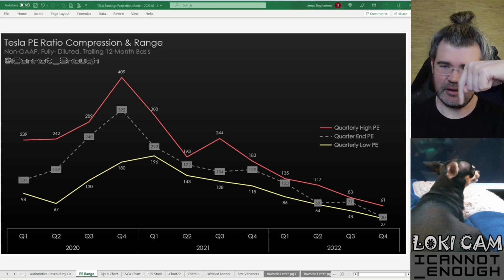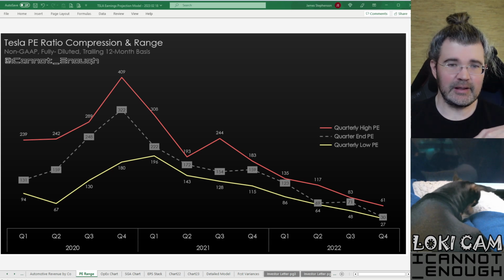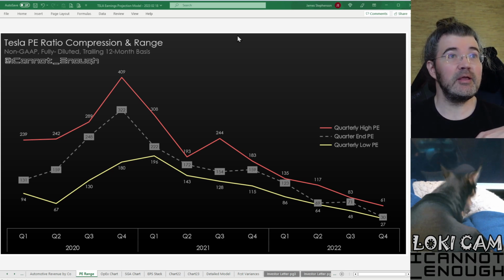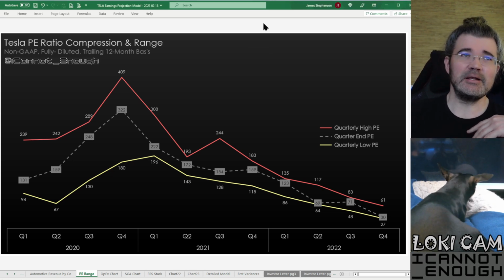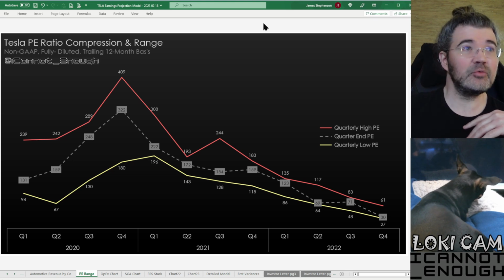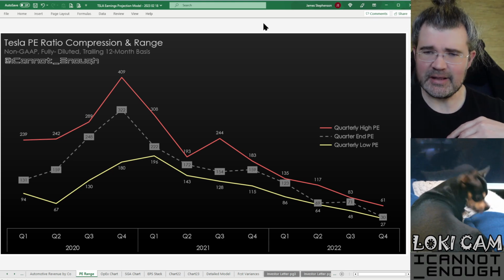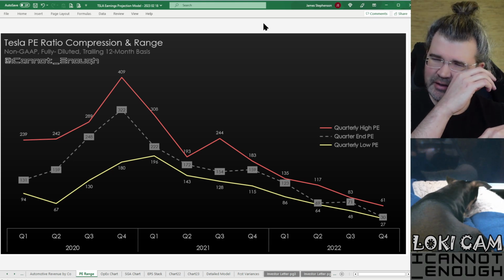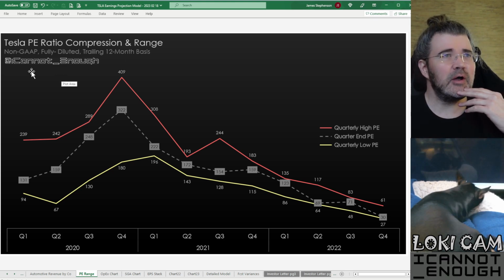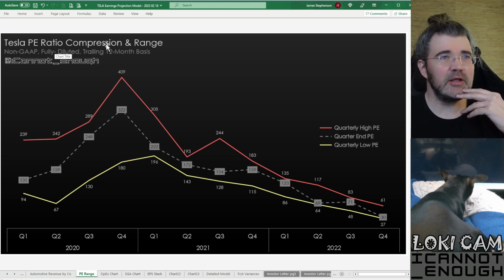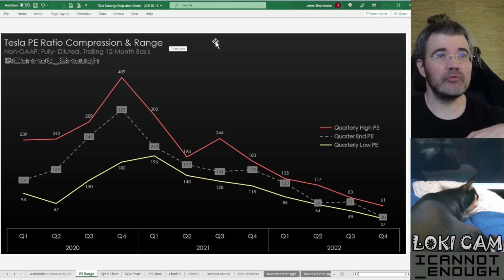You can keep an eye on what he's doing in the camera right below here, while I review Tesla PE ratio compression and range, one of the charts from my latest Tesla forecast that I tweeted out. You can find a link to that in the video description if you want to scroll through all the tweets and check them out. So this is non-GAAP, fully diluted on a trailing 12-month basis.